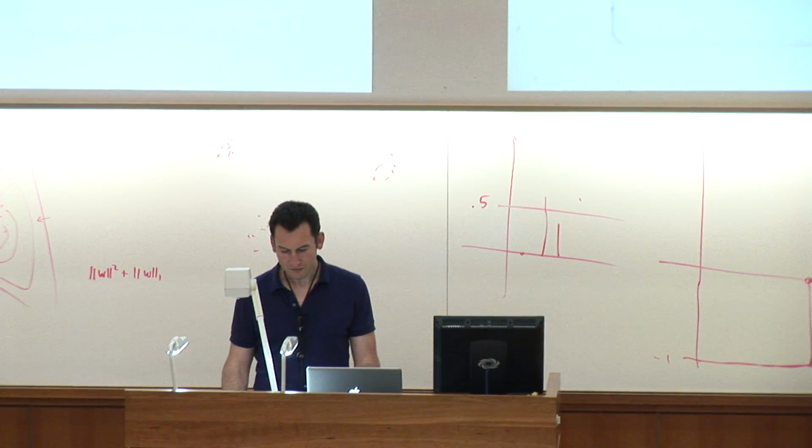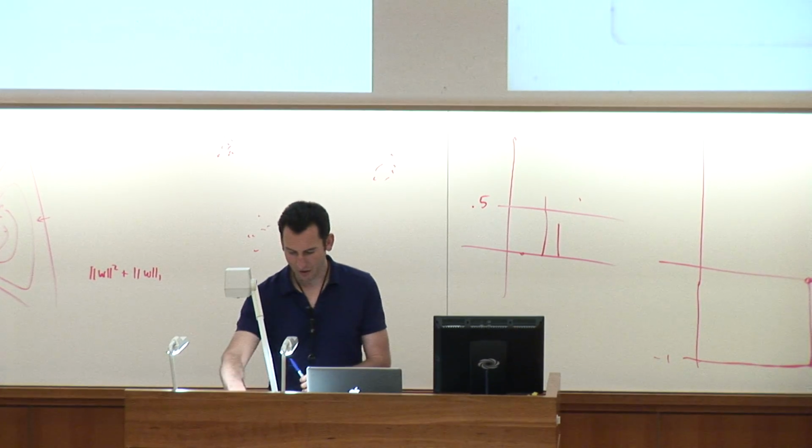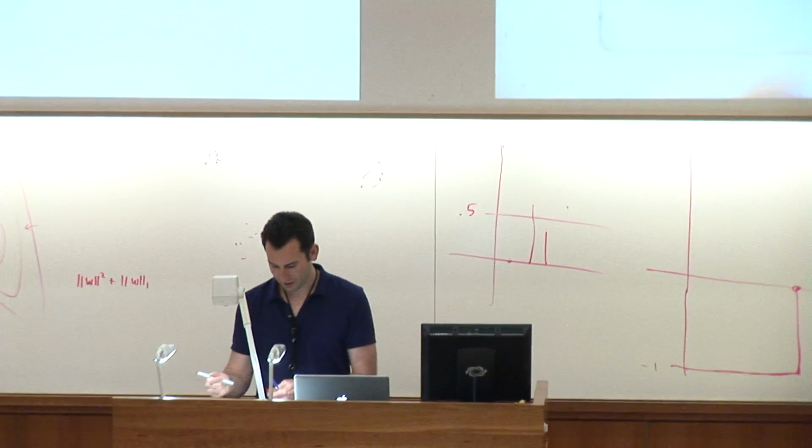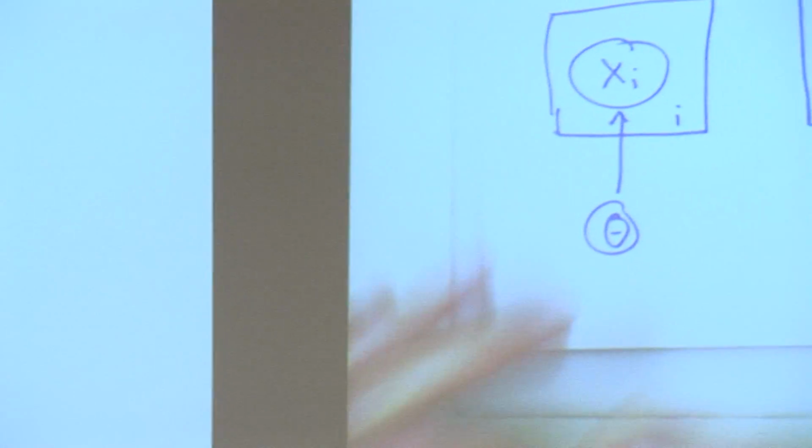Okay. Now, does anybody have an idea how I can actually transform this model into that? How can I go from the left to the right?